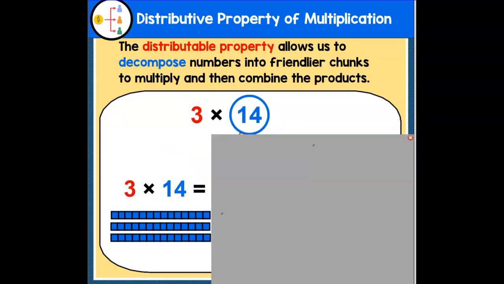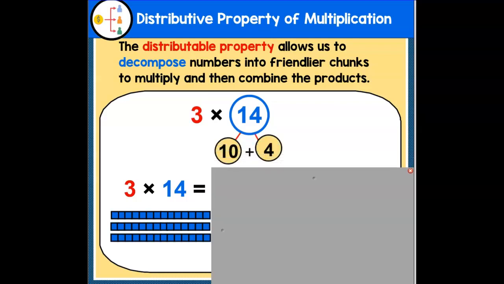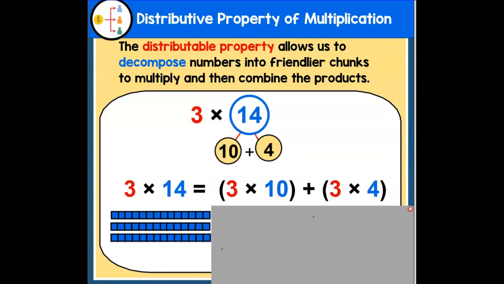For our distributive property of multiplication, again, now I'm going to say 3 groups of 14. Well, I have a 3 song, but I don't know it all the way up to 14. I don't have a 14 song, so I'm going to break down my 14 into parts that I do know. I could decompose it into 10 and 4. If I did that, I could think about, first I'm going to go 3 groups of 10. So I'm going to distribute this 3 to the 10 first, and then I'm going to distribute it to the 4.